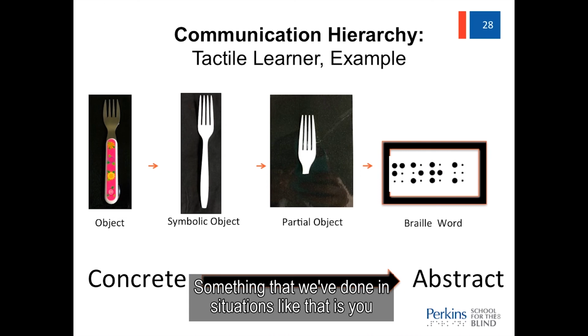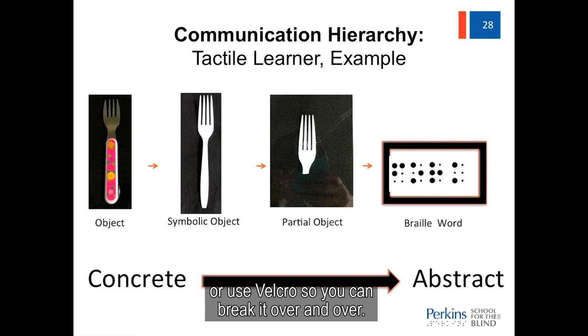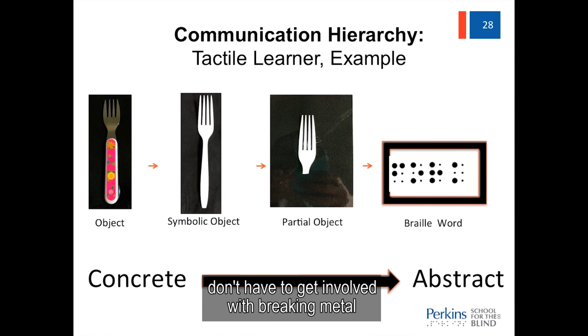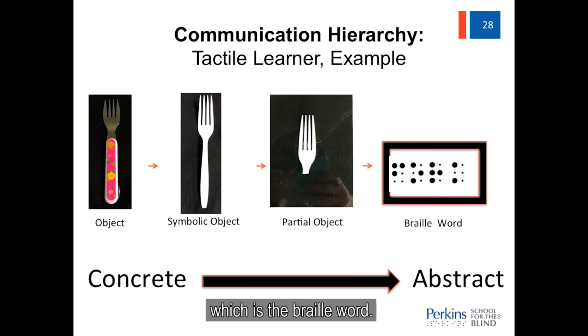Something that we've done in situations like that is you can pre-break the fork and either glue it back together so it's easy to break again, or use Velcro so you can break it over and over. That way you still have the experience of breaking it down together, but you don't have to get involved with breaking metal with a student, which we try to avoid. From partial objects, you would move on to the most abstract tactile representation, which is the Braille word.